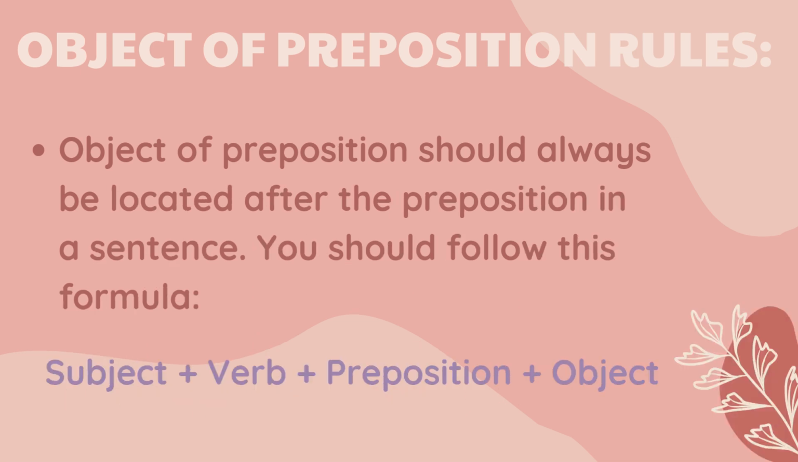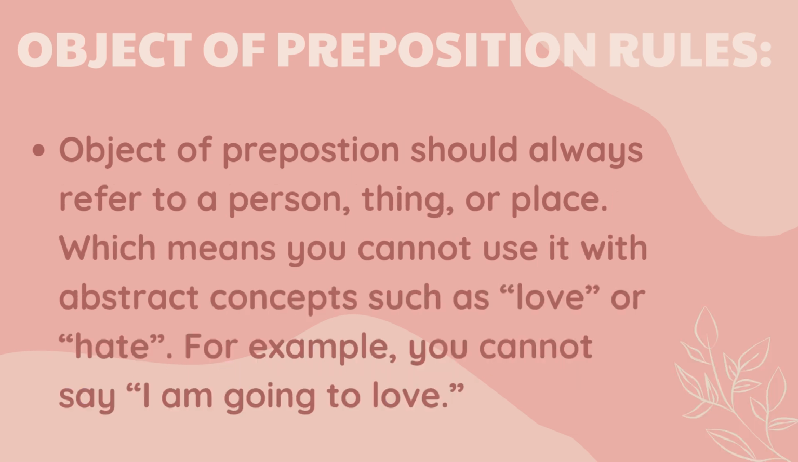Object of preposition should always be located after the preposition in a sentence. You should follow this formula: subject, verb, preposition, object. Object of preposition should always refer to a person, thing, or place, which means you cannot use it with abstract concepts such as love or hate. For example, you cannot say, "I am going to love."